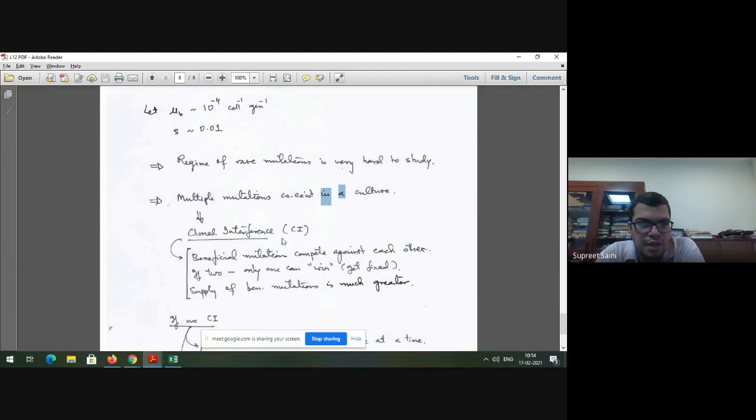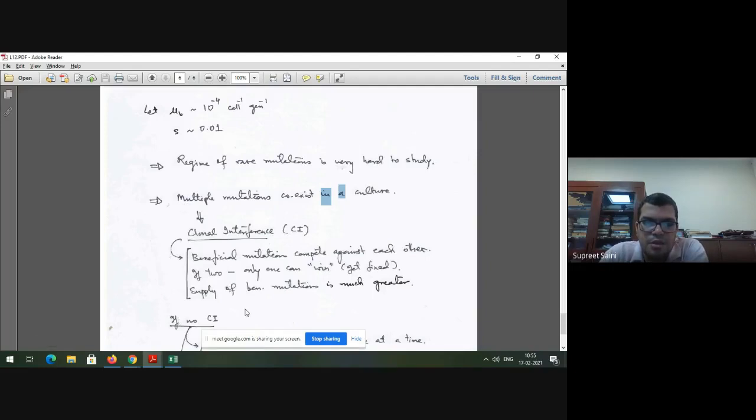This phenomenon is called clonal interference. Clonal interference is where beneficial mutations compete against each other. So, Prachita, to answer your question, if you have one type of beneficial mutation at this particular locus, but then one of the ancestral cells picks up another beneficial mutation at another locus, these two beneficial mutations are going to compete with each other, and only one of them can get fixed.